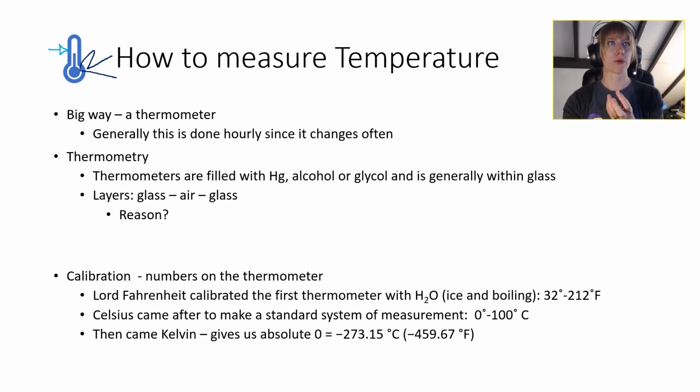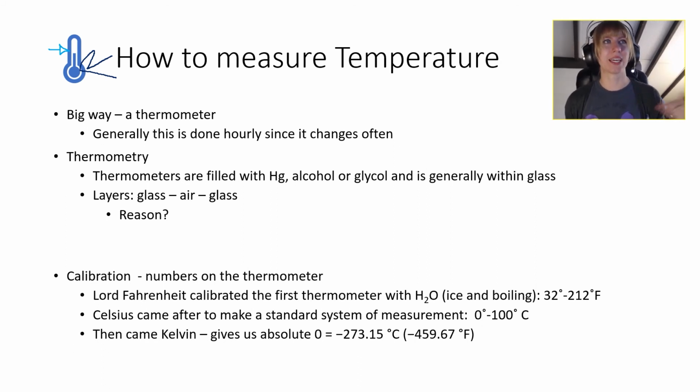It's a vacuum. So Celsius made the standard system of 0 to 100 degrees to show freezing and boiling point because Fahrenheit is super random. Okay. Lord Fahrenheit calibrated the first thermometer with water, ice, and boiling. So 32 and like 200 or 312 or something like that. Celsius came in to make a standard system.